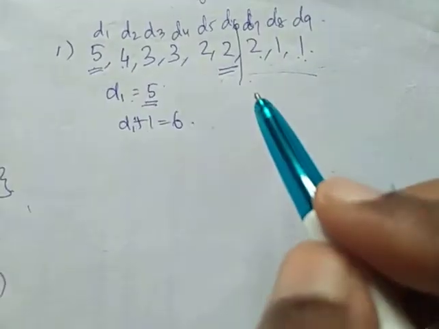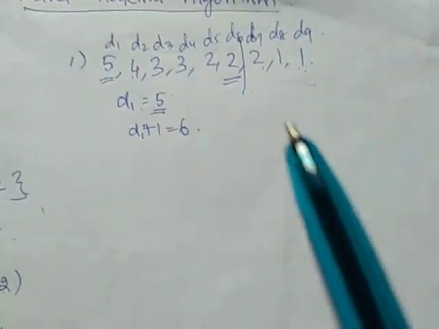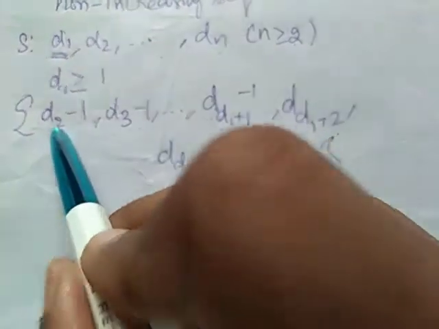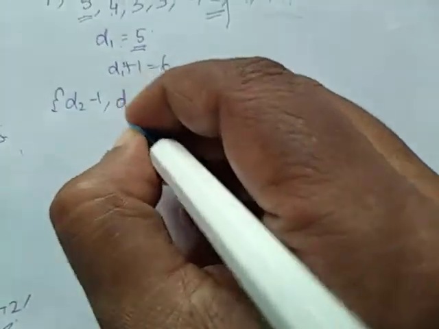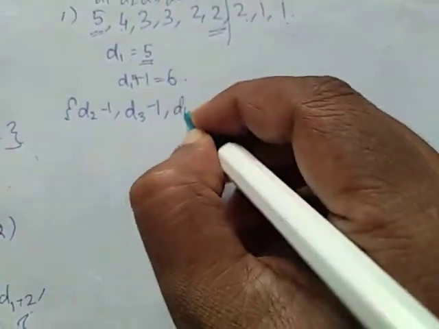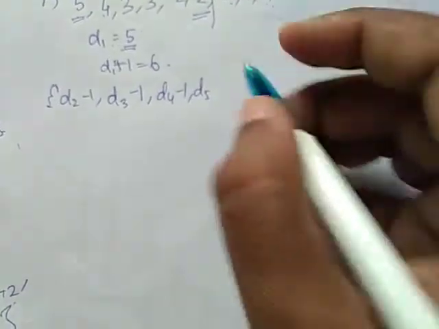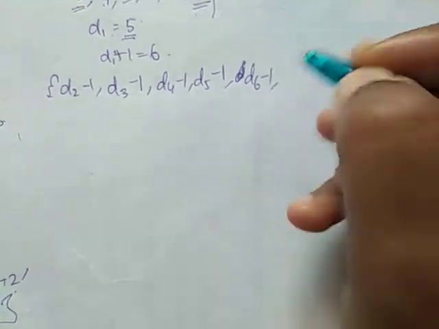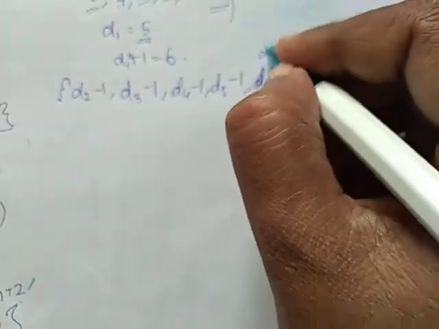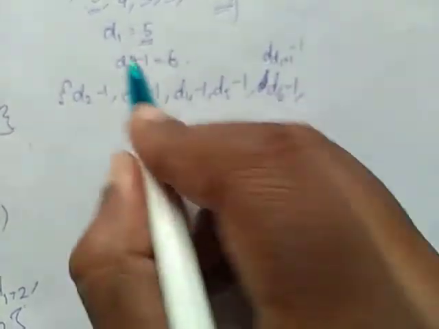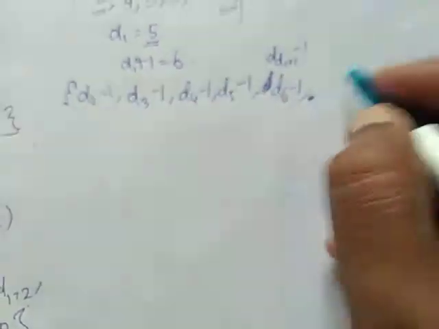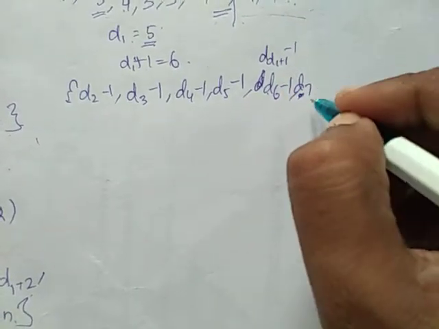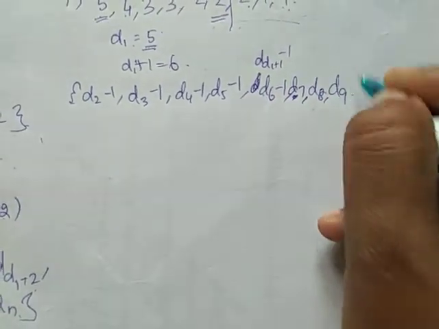After applying the Havel-Hakimi algorithm, we'll get a sequence that starts from D2 minus 1, D3 minus 1, right? So I'll write it again better. D2 minus 1, D3 minus 1, D4 minus 1, D5 minus 1, D6 minus 1. D6 is our D of D1 plus 1. Next one is D7 and D8, D9. This is our sequence.